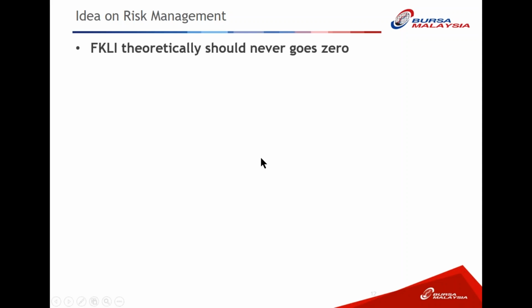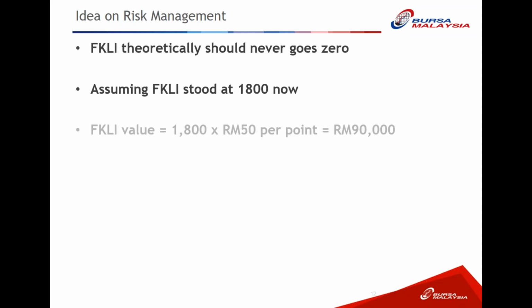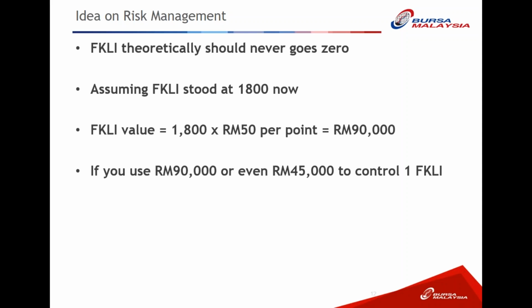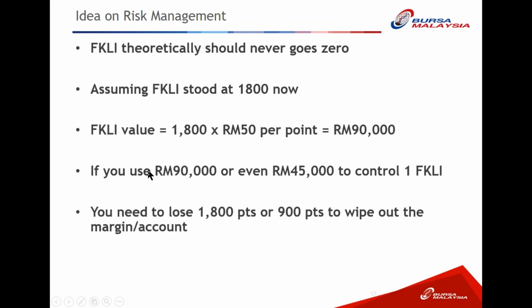So assuming FKI stands at 1,800 now, what's the value? The value will be times 50 ringgit, which is 90,000. What if you use 90,000, or even half the price or the cost of the asset, to control one contract of FKI? Meaning you pay a full margin, which is 90,000, or even 50 percent, which is 45,000, to control one contract. You need to lose 1,800 points, or let's say if half, that means 900 points, to wipe out your account or margin.